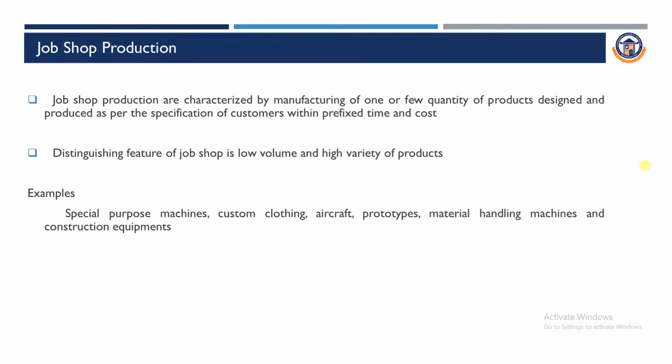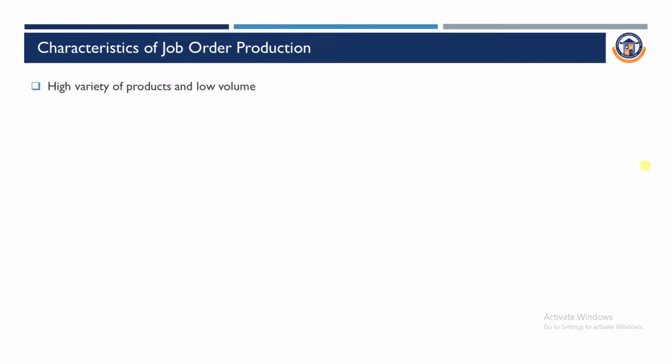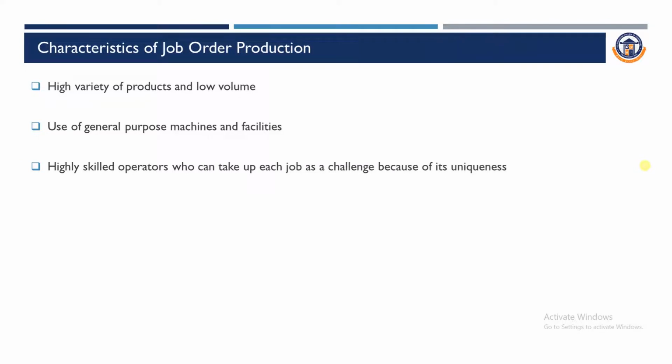So there are few examples for job shop production system like special purpose machines, customs clothing, aircraft prototypes, material handling machines, and so on. So moving on to the characteristics of job shop production system. So in job shop there are high varieties of products and low volumes. More number of general purpose machines and facilities are used in job shop. The highly skilled operators who can take up each job as a challenge because of its uniqueness, and the production setup is frequently changed.